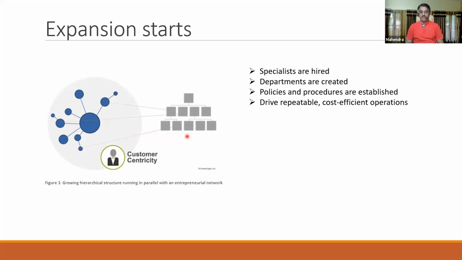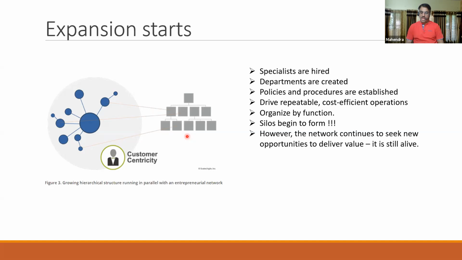Okay, thanks. The focus is to have cost-efficient operations and a repeatable model, and people start getting organized by functions. In a typical IT industry, that is the dev function, testing function, support, and so on. And this is where the problem starts: silos begin to form. However, the network is still active.